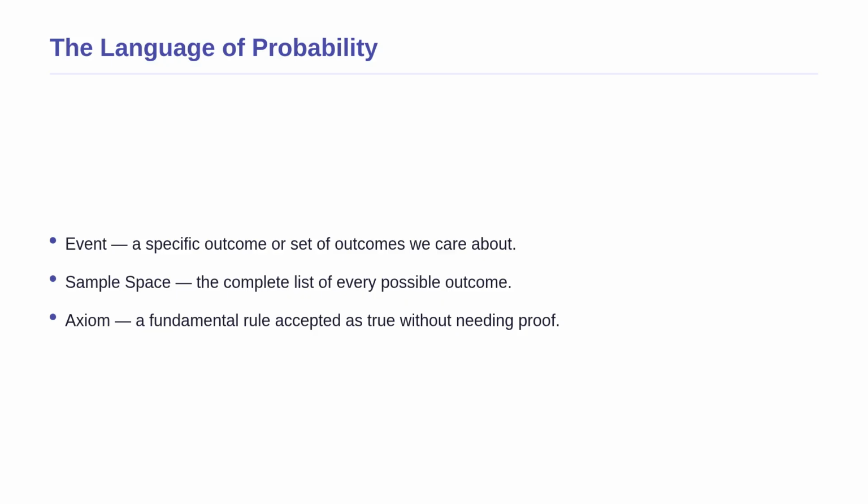Before we dive into the mathematical rules, let us make sure we are speaking the exact same language. In probability, an event is simply a specific outcome or a set of outcomes we care about, like rolling a 5 on a die. The sample space is the complete list of absolutely everything that could possibly happen in our scenario. And finally, an axiom is a fundamental rule we accept as absolutely true without needing proof, much like the starting rules of a board game that everyone must agree on before playing.